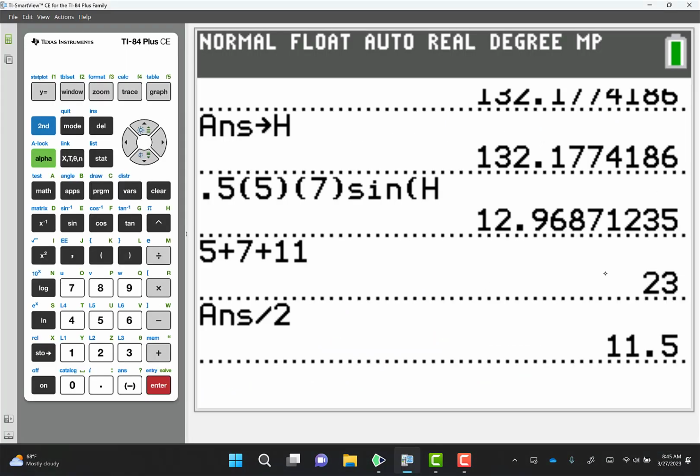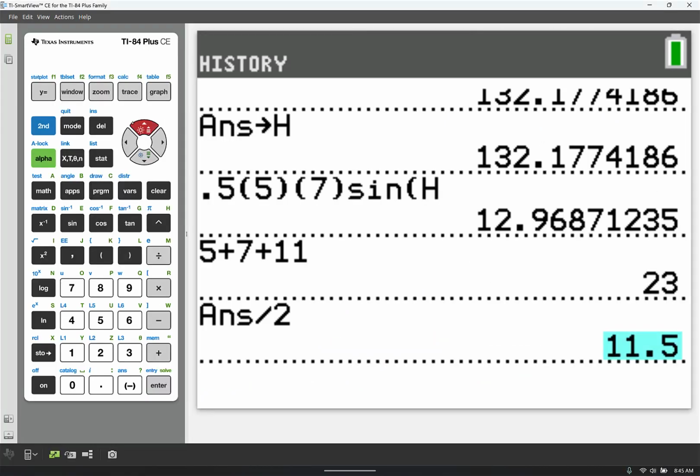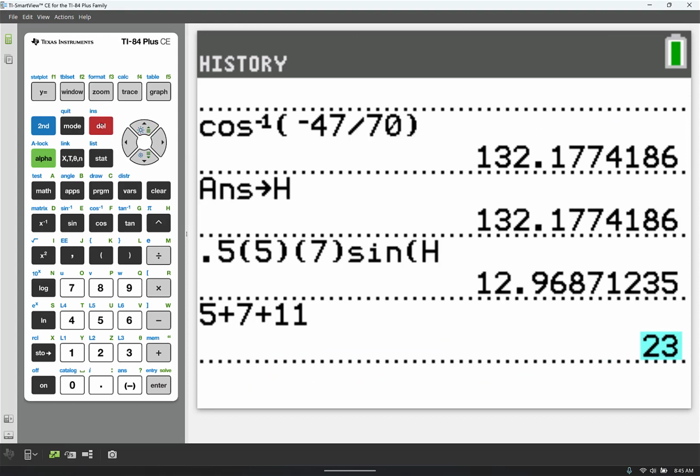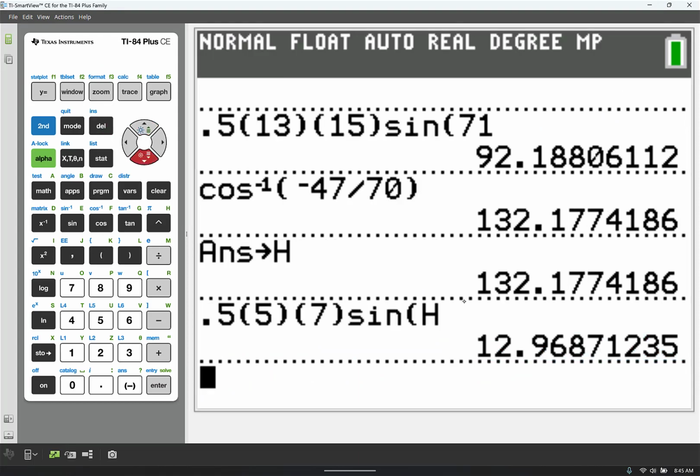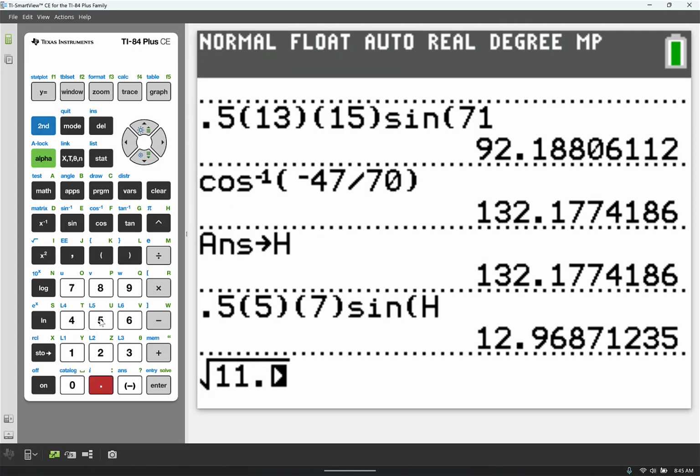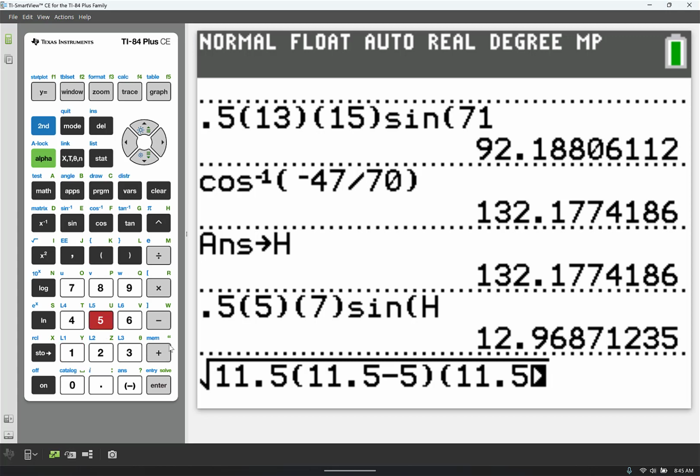So here's my formula that I want. I'm going to delete these 2 lines so I can see them next to each other. I want that number right there. Second, square root, 11.5, parenthesis, 11.5 minus 5. And then 11.5 minus, was it 7? And then the last one was 11.5 minus 11, right?